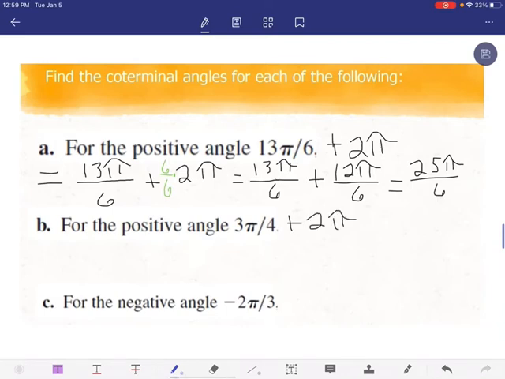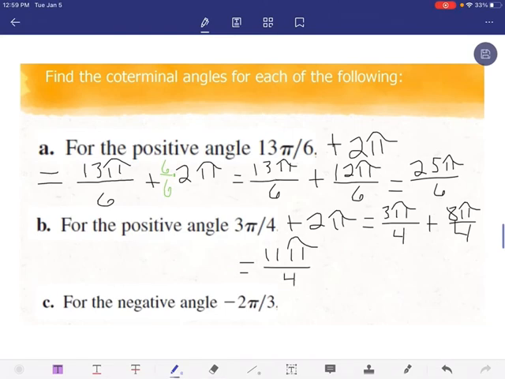The second example is going to be very similar. I'm going to add 2 pi because, again, it asks us to find a positive coterminal angle. Notice this time we would need to multiply the top and the bottom by 4, so we get 8 pi over 4, which gives us an answer of 11 pi over 4.